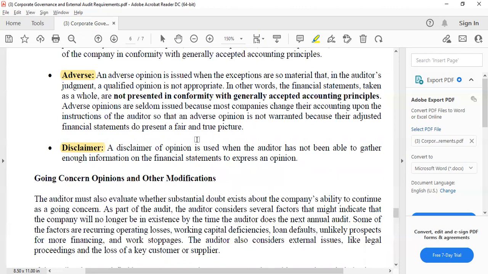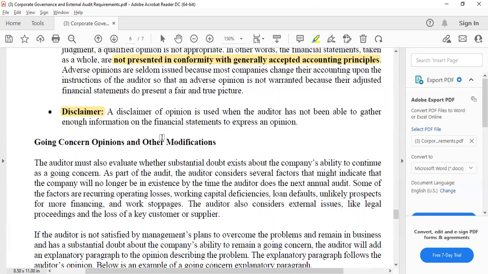So in other words, the financial statements taken as a whole are not presented in conformity with GAAP. So that is the adverse opinion. However, in reality, adverse opinions are seldom used because most companies change their accounting upon the instructions of the auditor. Mag-ingon si auditor, uy, sayop ni, so ilang dayon i-change. So since ilang i-change, dili na mohatag si auditor og adverse opinion. But if mo-insist si company, dili mi mo-agree, that's the time that the auditor can issue an adverse opinion.